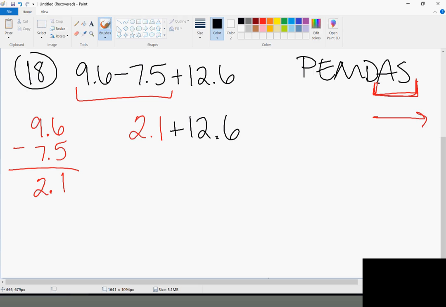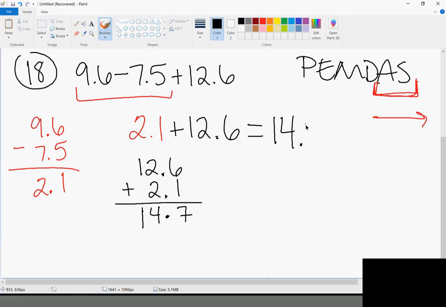And so now, again, we add decimals. We line up the decimal point. I like to put the bigger number on the top. So 12.6 plus 2.1. The decimal value stays in that same spot. 6 plus 1 is 7. 2 plus 2 is 4. And bring down the 1. So your answer will be 14.7. So if you had added negative 7.5 plus 12.6, you would have gotten the answer wrong.